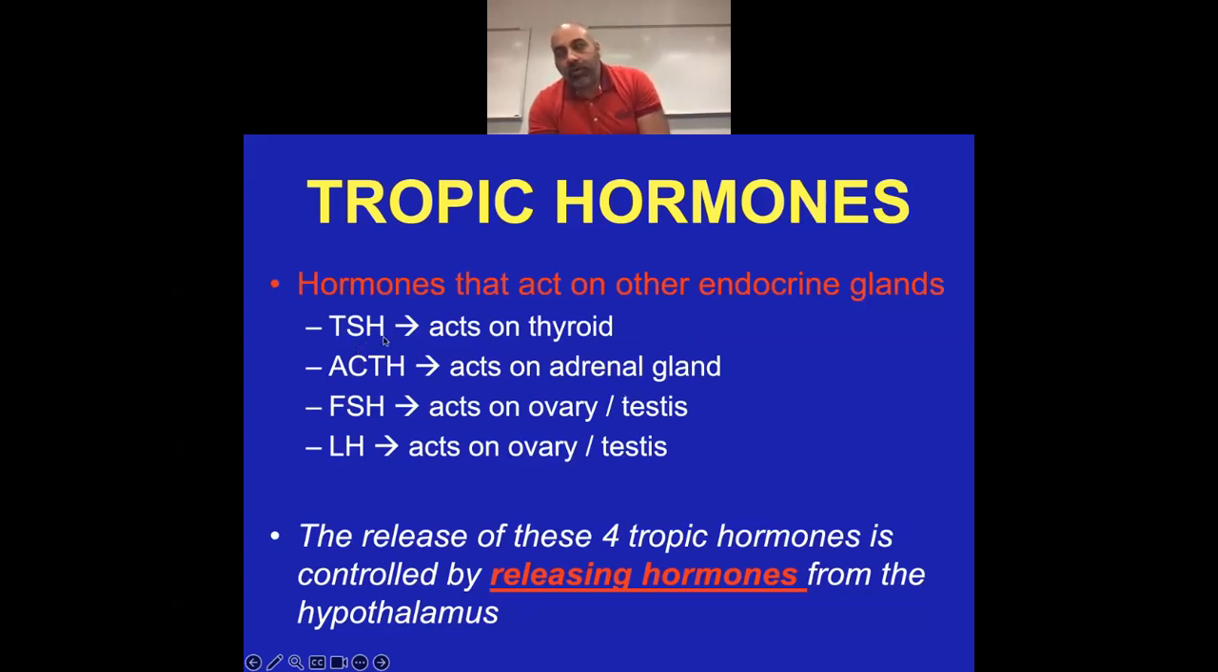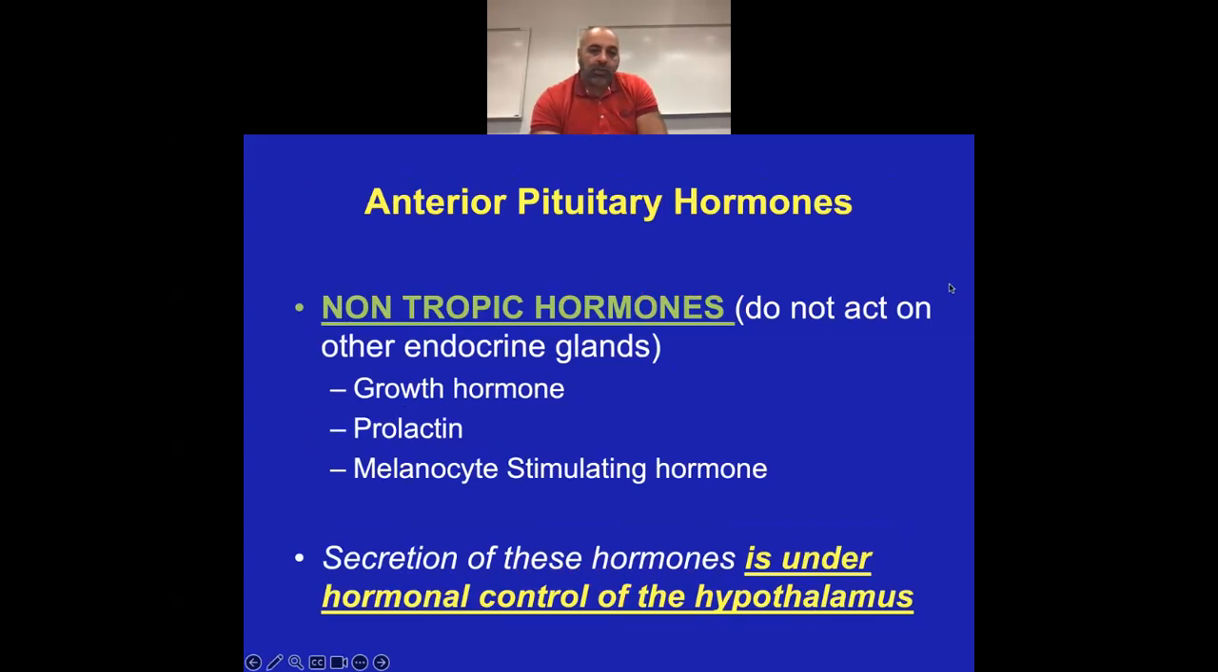So when TSH comes down, we go to the thyroid, we make thyroid hormones. Okay? Non-tropic, so these act just on regular tissue, so like growth hormone acts on bone. Prolactin acts on breast tissue. MSH, or melanocyte stimulating hormone, acts on the melanocytes in your skin. Okay.